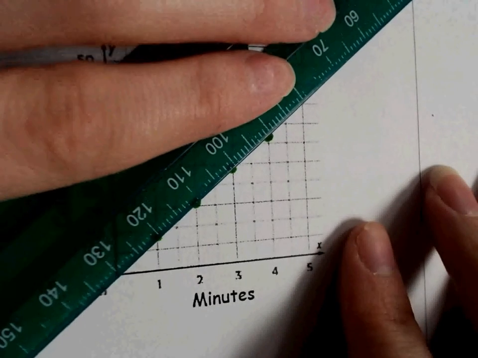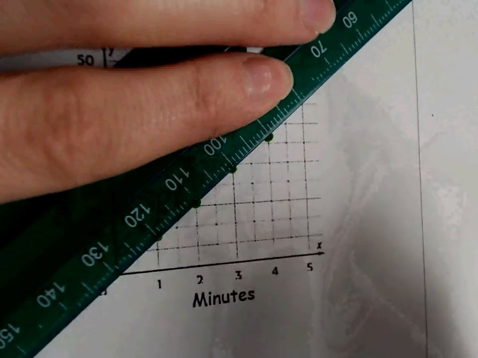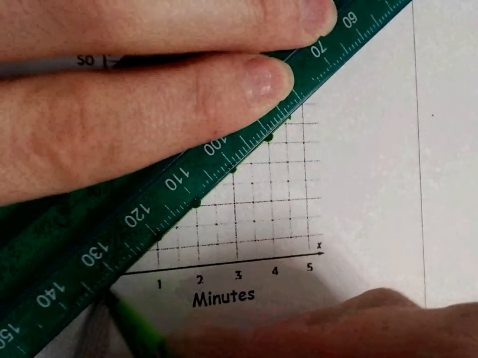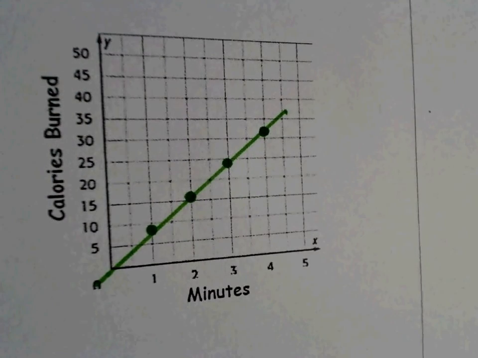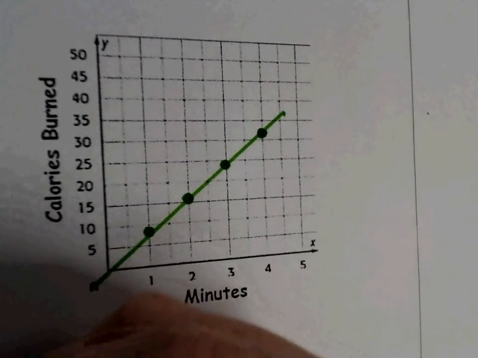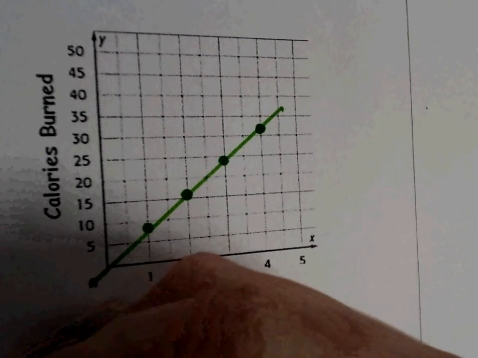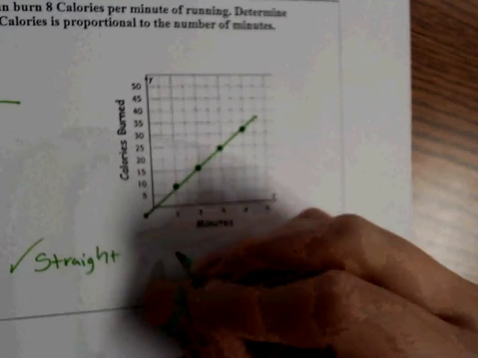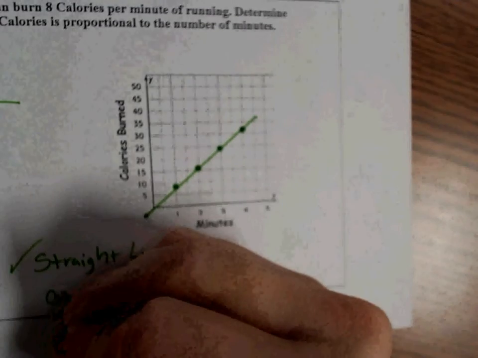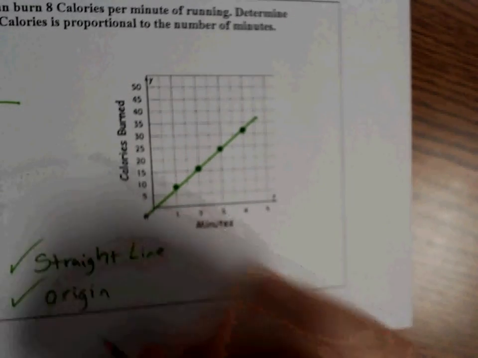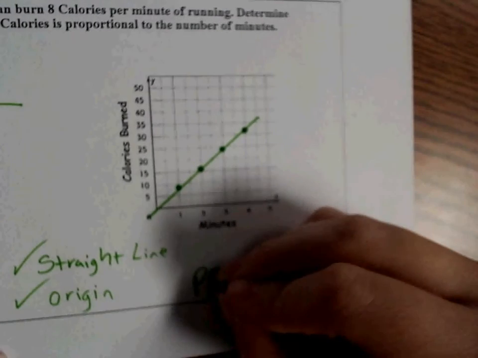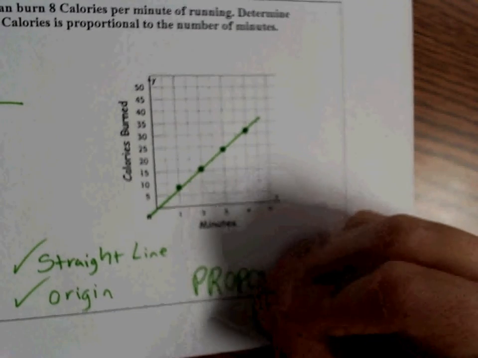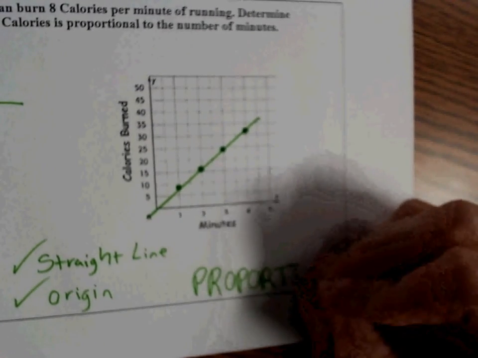Okay, so now we're going to go ahead and connect those. And is it proportional? Yes. Okay, straight line. That gives us a check. Origin gives us a check. It is proportional.